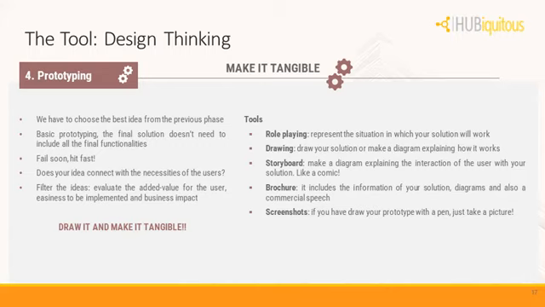So right now it's the time to draw your solution and to be specific, okay? The different tools that you can use are, first of all, role playing. You can represent for us the situation in which your solution will work. For example, choose two members of your team and make a theater play in which you show us your solution. Or draw it, make a diagram of your solution if it is something tangible. Or if it is a service, for example, you can draw a storyboard like a comic in which we see how the user is going to interact with your solution.